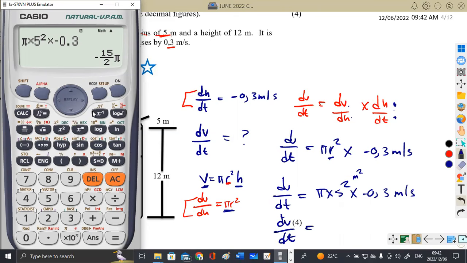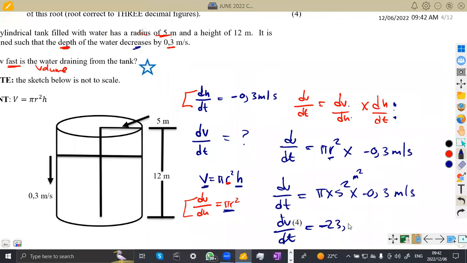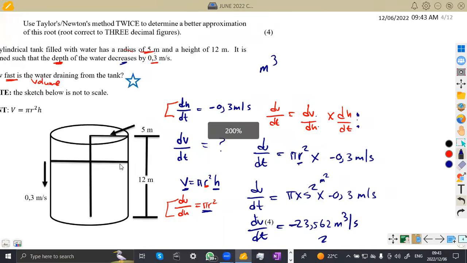All right, which is going to be negative 15 over 2 pi. Of which as a decimal, this can be negative 0.23562. Okay, so that's negative 0.23562. And that's volume. Volume is measured in cubic meters, so it's going to be cubic meters per second. So there's going to be a decrease of 0.23562 cubic meters per each second. So that's the rate of change actually it's calculated.